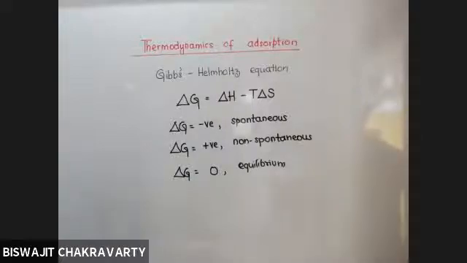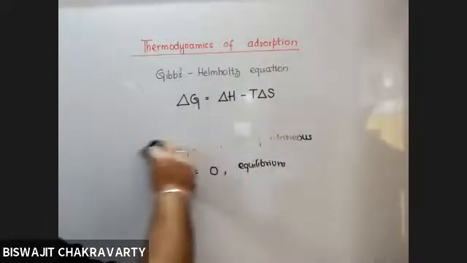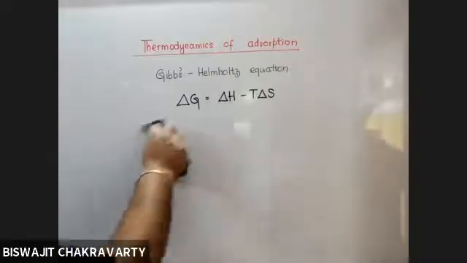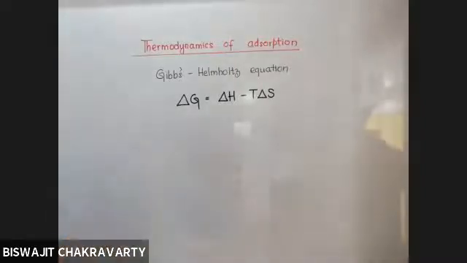And equilibrium we have already discussed. When the rate of forward reaction becomes equal to the rate of backward reaction, it is referred to as equilibrium. Now, what kind of process is adsorption? We are going to apply this equation on adsorption.